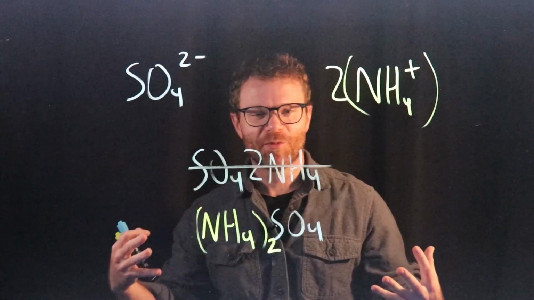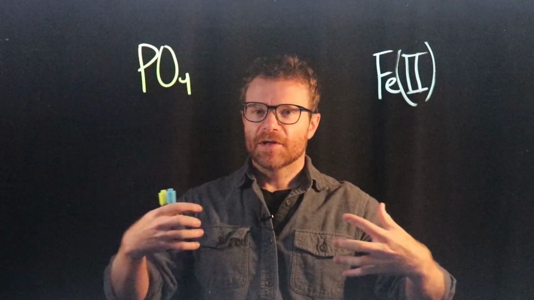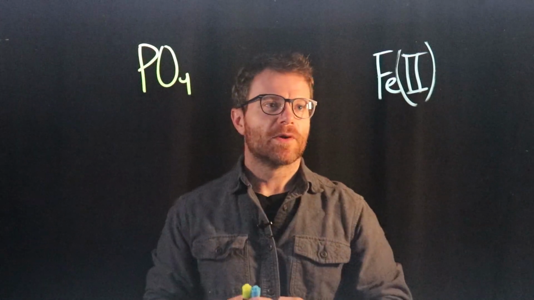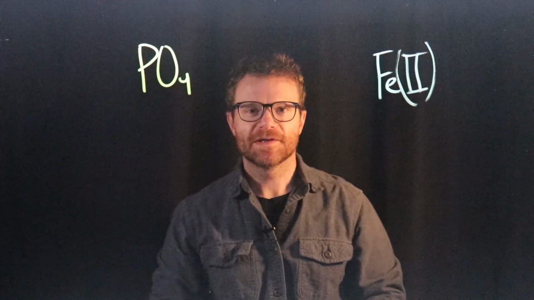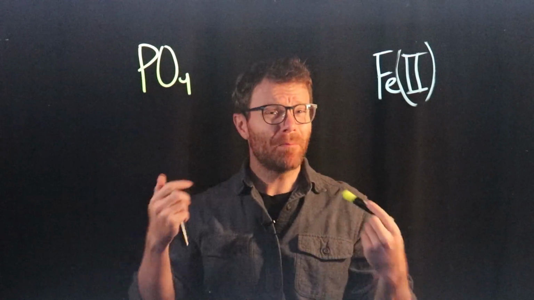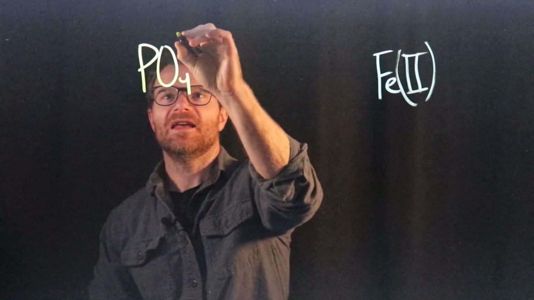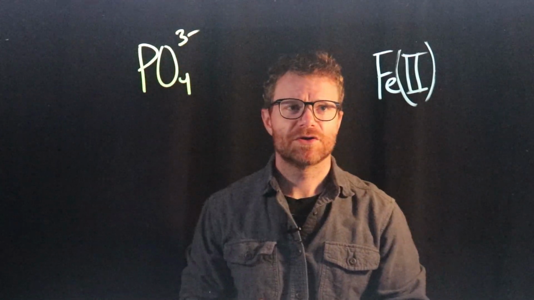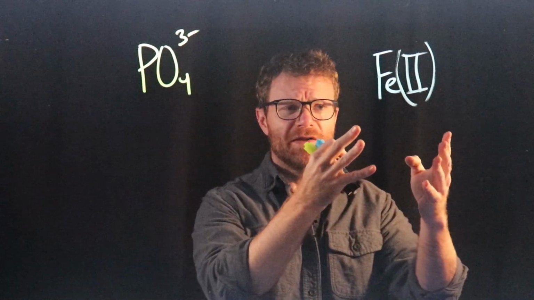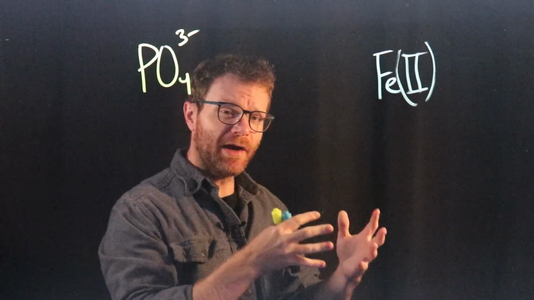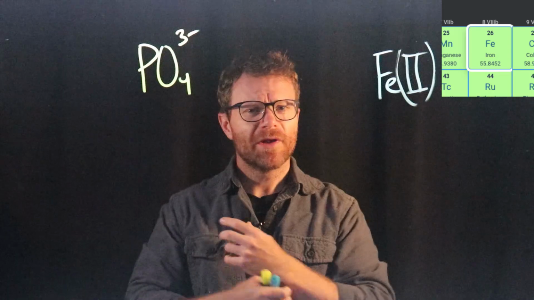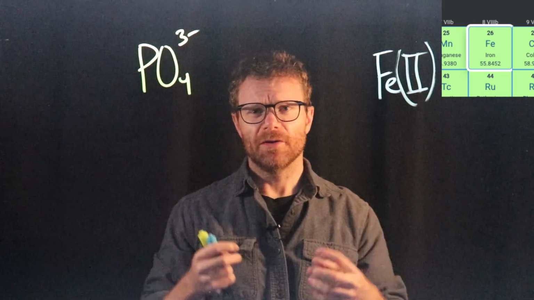Okay, let's try an even more difficult example. In this example, we want to see what ionic compound forms from iron 2 and phosphate. Again, phosphate's one of the ones I ask my students to memorize, and it's the one with the biggest charge. Phosphate has a -3 charge. Now, what is the charge on this iron 2? If I look at iron in the periodic table, it's somewhere in the middle. It's in that transition metal area.